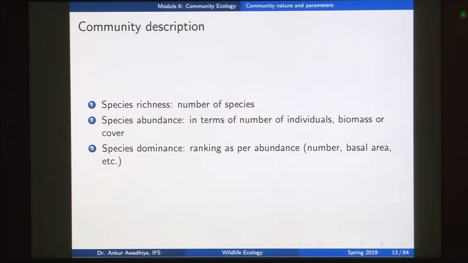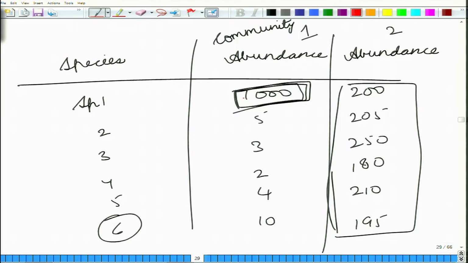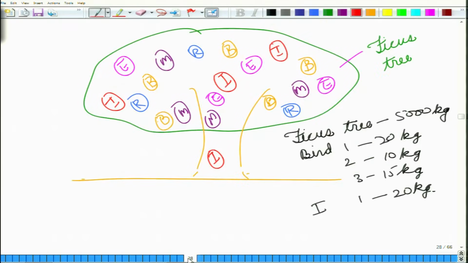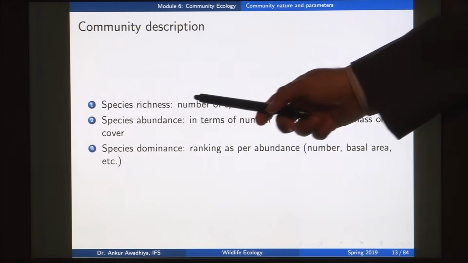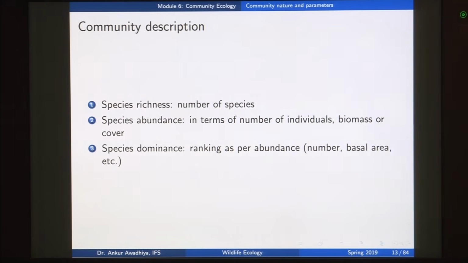So, in the case of dominance, we can rank as per the abundance, that is the number, basal area, etc., and then we can say that this is the species that is the most dominant species in this particular area. So, in this case we will say that the species 1 is the dominant species. In the case of this example, we will say that this species that is having 250 individuals is the dominant species. Here we will say that the ficus tree that has the highest amount of biomass is the dominant species. So, this is the way in which we describe a community. So, you talk about species richness, abundance and dominance.